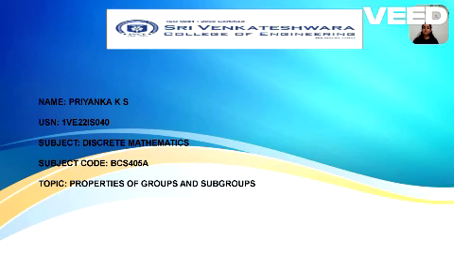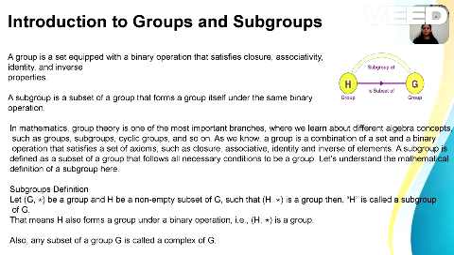Today in this video we'll know about properties of groups and subgroups. Introduction to groups and subgroups. A group is a set equipped with a binary operation that satisfies closure, associativity, identity, and inverse properties. A subgroup is a subset of a group that forms a group itself under the same binary operation.